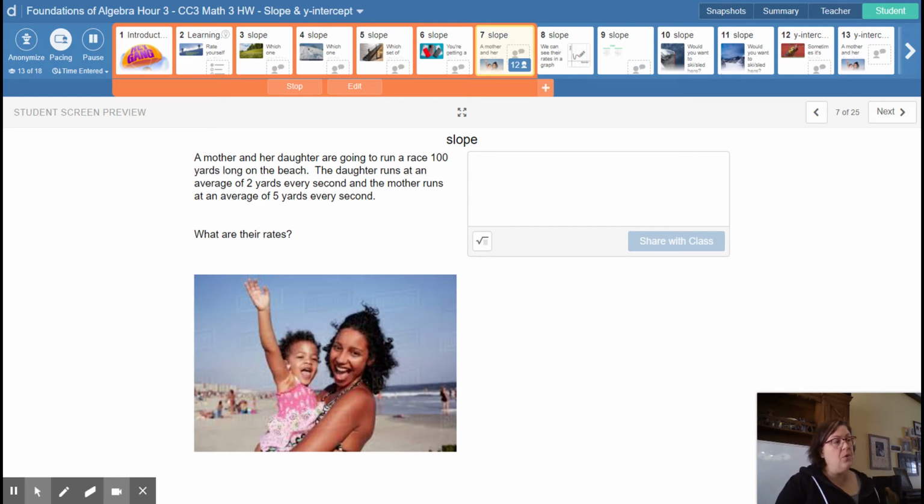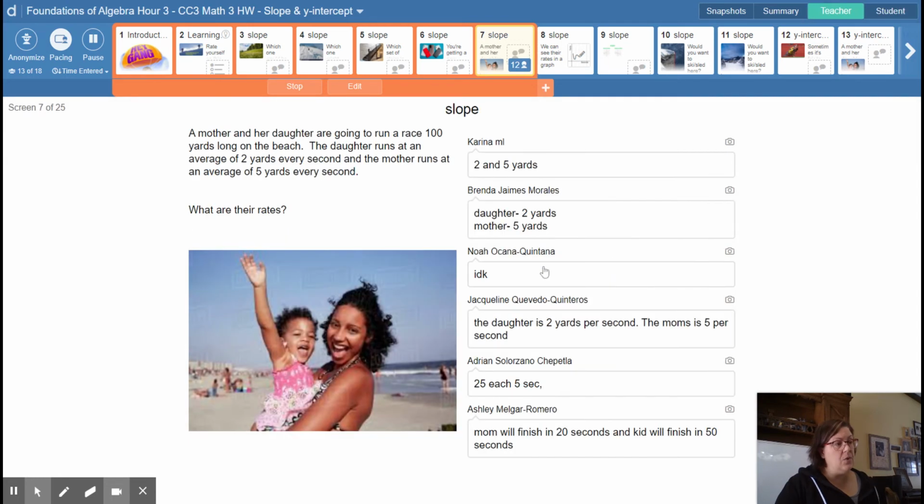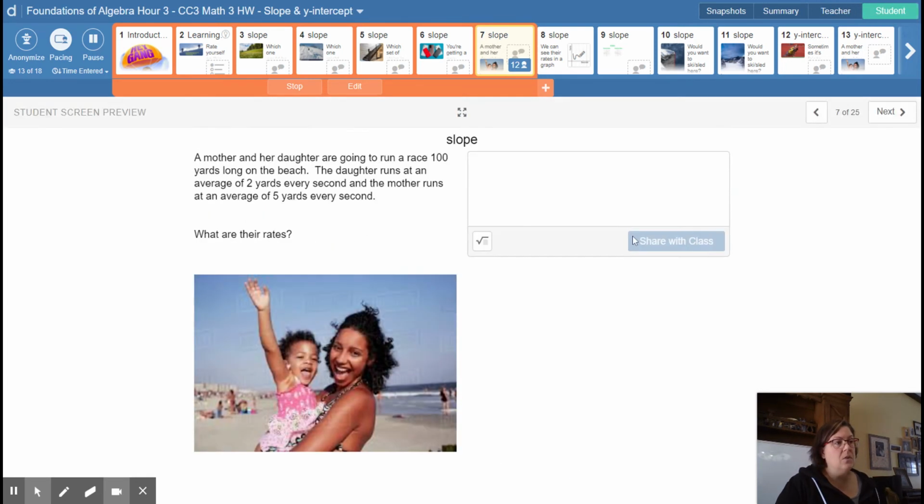So you should be saying, for the daughter, to fix that answer, you guys. Hey, how fast do they go, you guys? How fast does the daughter go? Look at the problem. How fast does she go? The daughter runs at an average of 2 yards every second. The mother runs at an average of 5 yards every second.